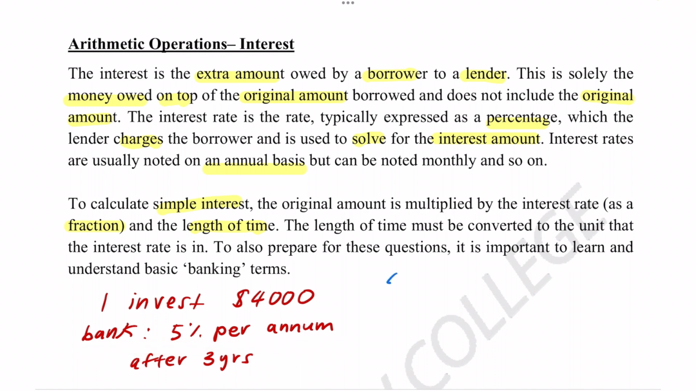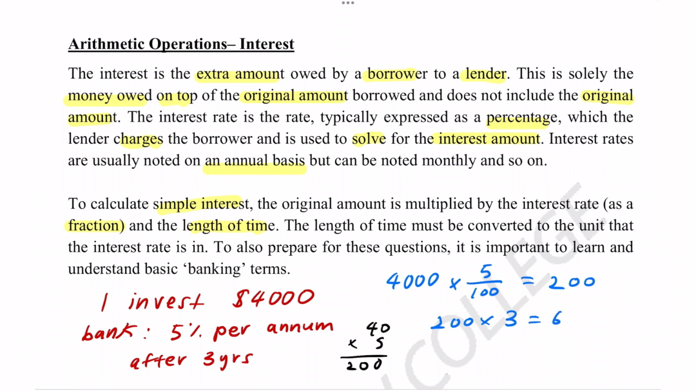So let's say $4,000 times 5%, which is 5 over 100, which equals 4,000 divided by 100, which is 40, and then 40 times 5, which is 0, and then 20, which is $200. And then, since I've been banking it for 3 years, now I just need to times the interest by 3, which finally gives us 3 times 2 is 600. So then I have $600 extra for interest.